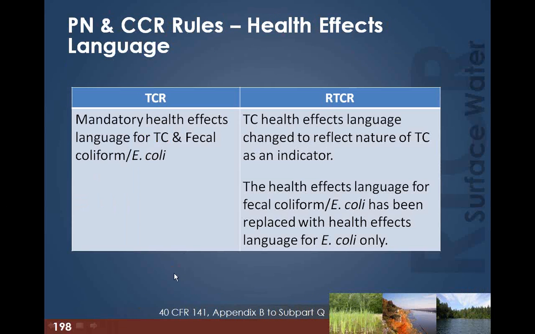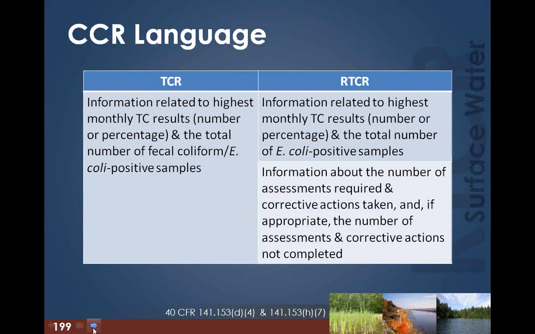And like I said, this is reference material, so I'm not going through anything in any type of detail because we've gone through all of the detail between yesterday's presentation and today. In terms of the PN and CCR rules and the health effects language, there of course have been some changes to remove the issue of TC and replacing things with just E. coli focus, as Rudd just went through on all the slides that he presented. Same thing here.